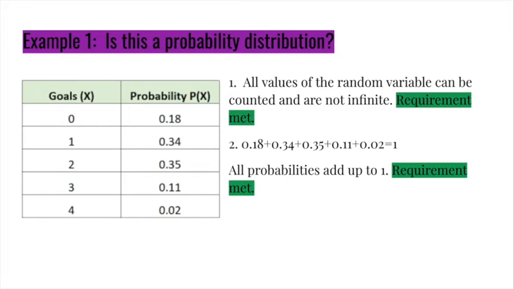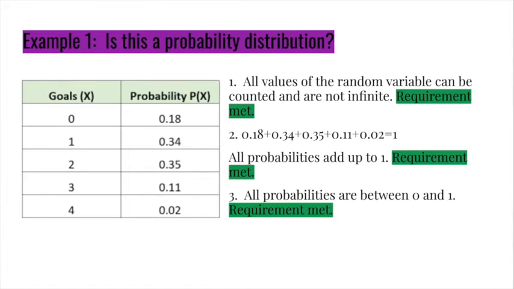The second requirement says that all the probabilities have to add up to 1. So here we can see that 0.18 plus 0.34 plus 0.35 plus 0.11 plus 0.02 equals 1. So the second requirement is met. And then the third requirement says that all probabilities are between 0 and 1. Just by looking at this column, we can see that all of them are decimals between 0 and 1. So this is a probability distribution because all three requirements have been met.